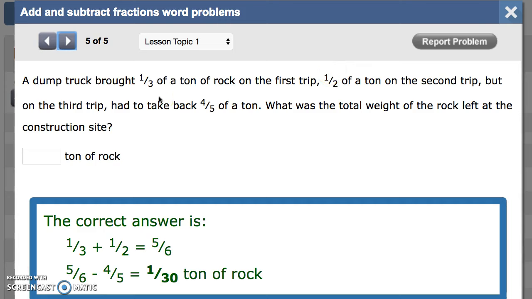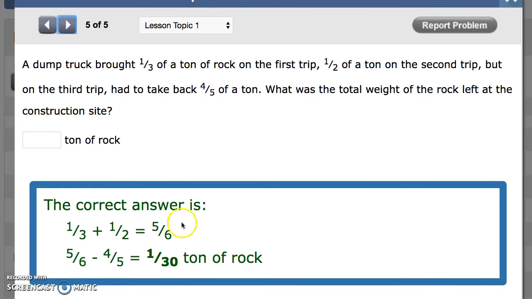So first we have to add these two fractions together. And when I add those together, I get a common denominator of 6, and that equals 5/6. I can do butterfly method if you want to, or just find 3 times 2 is 6, and then change these into equivalent fractions with 6's. Then he had to take back 4/5. So I'm taking 5/6, my answer, and I'm taking away 4/5. So when I do butterfly method, or when I find a common denominator between 6 and 5, I get 1/30th of a ton of rock.